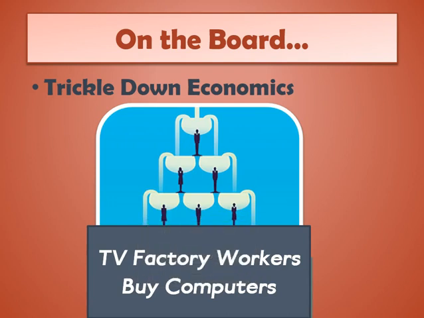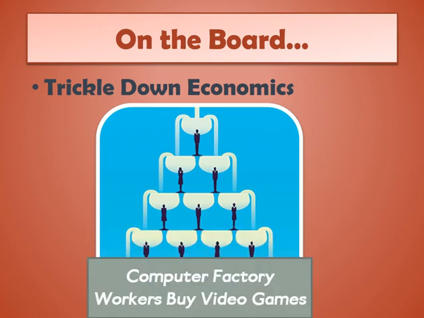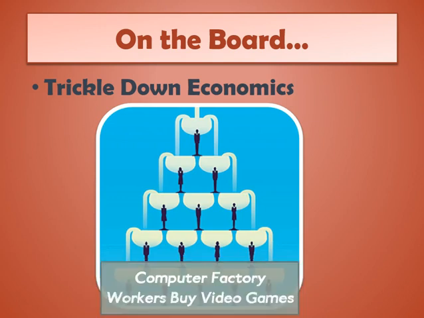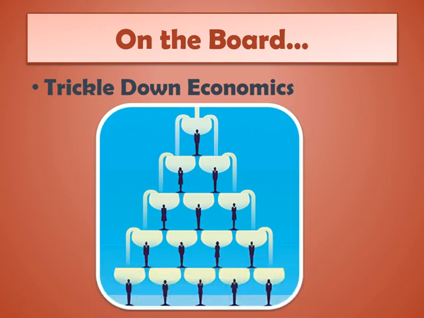And those people who make TVs or radios can now go out and buy computers, maybe an abacus at the time, but they could go buy computers and that would create more jobs. So now the computer factory workers have money and they can use that money to buy video games, and the video game workers can then use that money and buy more stuff.